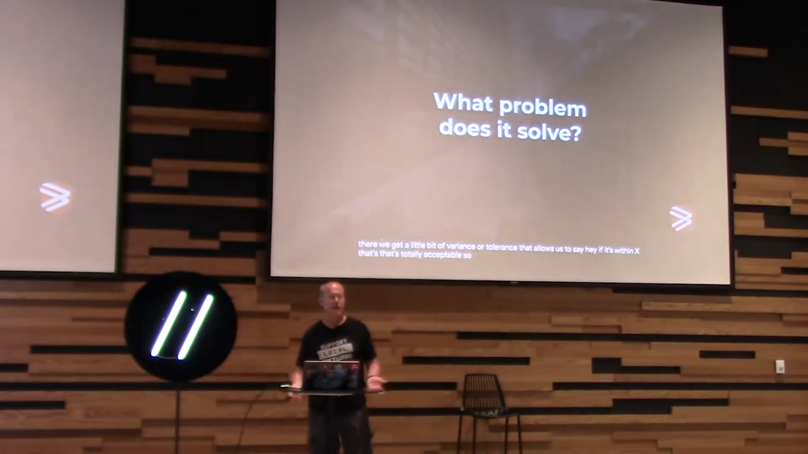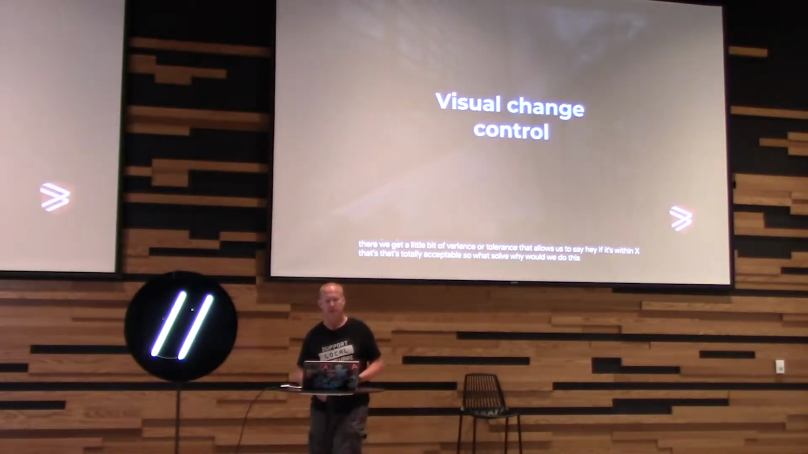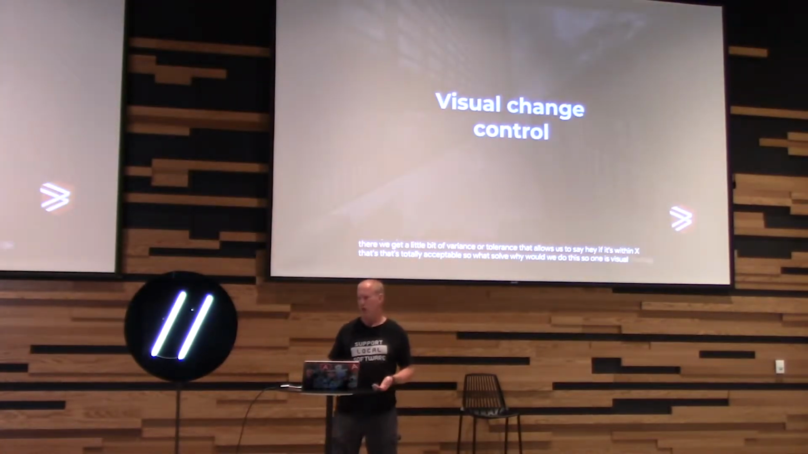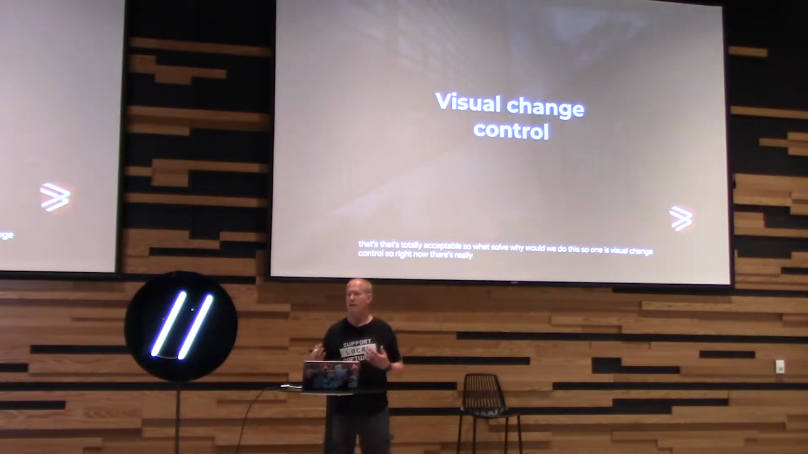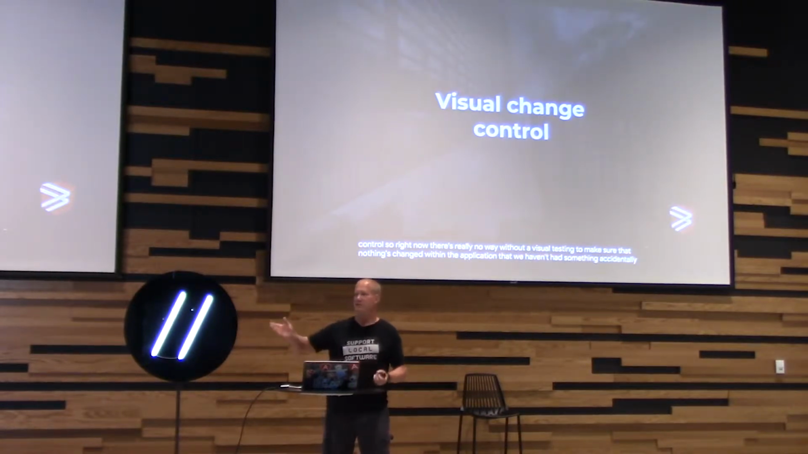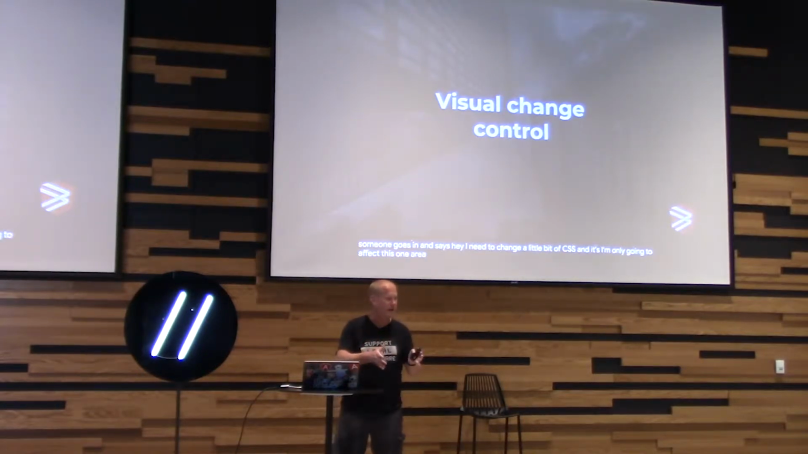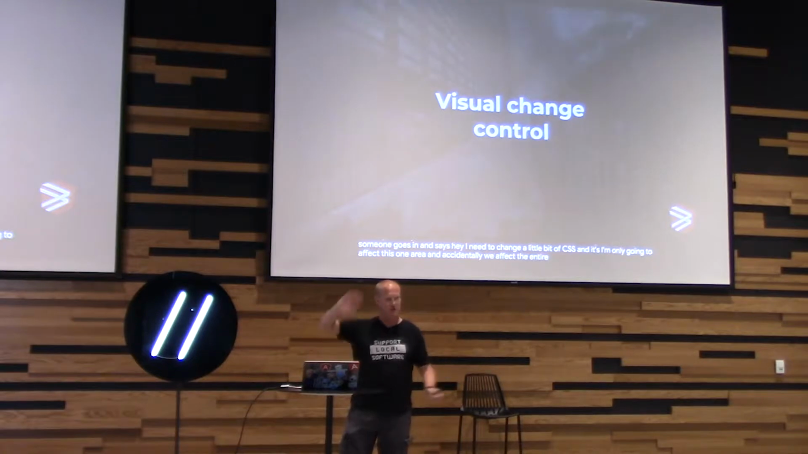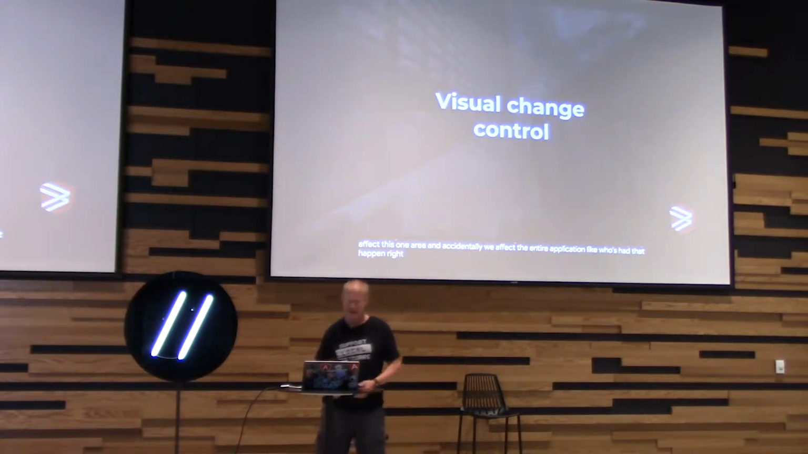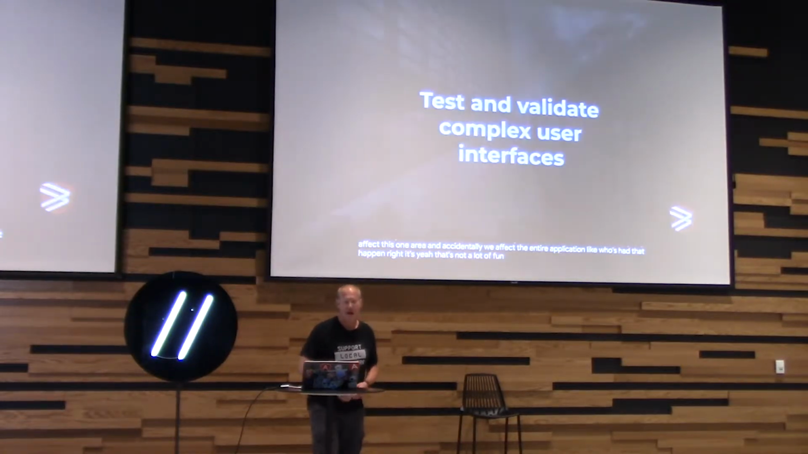So what problem does this actually solve? Why would we do this? One is visual change control. Right now, there's really no way without visual testing to make sure that nothing's changed within the application, that we haven't accidentally affected something. Someone goes in and says, hey, I need to change a little bit of CSS, and it's only going to affect this one area, and accidentally we affect the entire application. Who's had that happen, right? That's not a lot of fun.